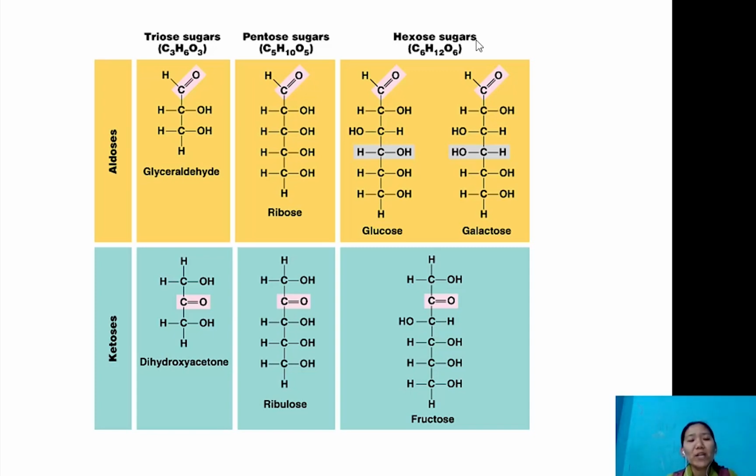Another way to classify the monosaccharide, as discussed, is based on the functional group. Here we have a CHO group, that is an aldehyde group. All of them have the aldehyde group, so these are the aldoses. And if it has a ketone group, these are the ketoses. Examples of ketoses are dihydroxyacetone, ribulose, and fructose.